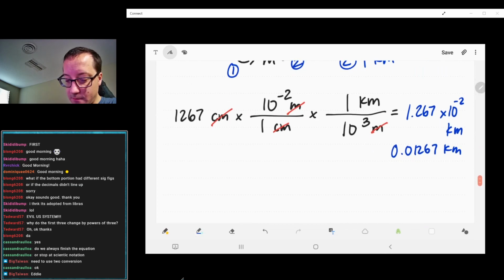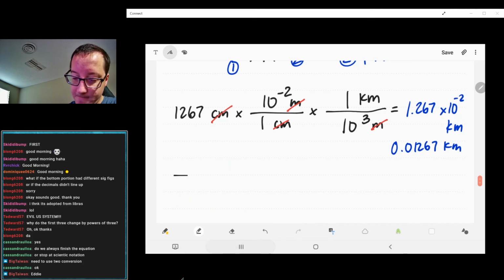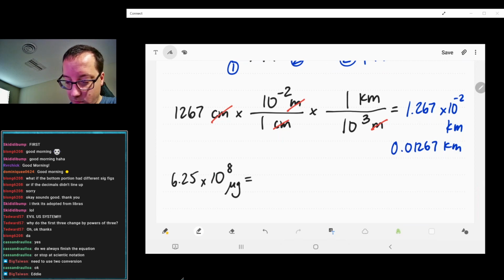Let's do another one. What unit shall we want this time? How about we do megagrams?